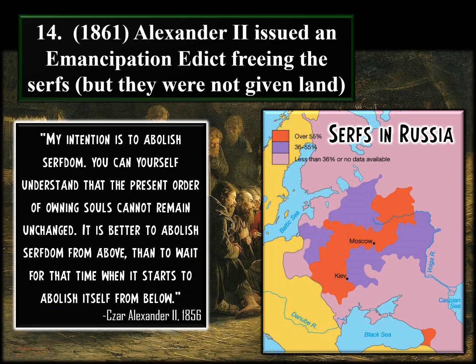Tsar Alexander II said, "My intention is to abolish serfdom. You can yourself understand that the present order of owning souls cannot remain unchanged, because Russian serfdom was more like slavery. It is better to abolish serfdom from above than to wait for that time when it starts to abolish itself from below," meaning slave rebellion. Tsar Alexander II, 1856.